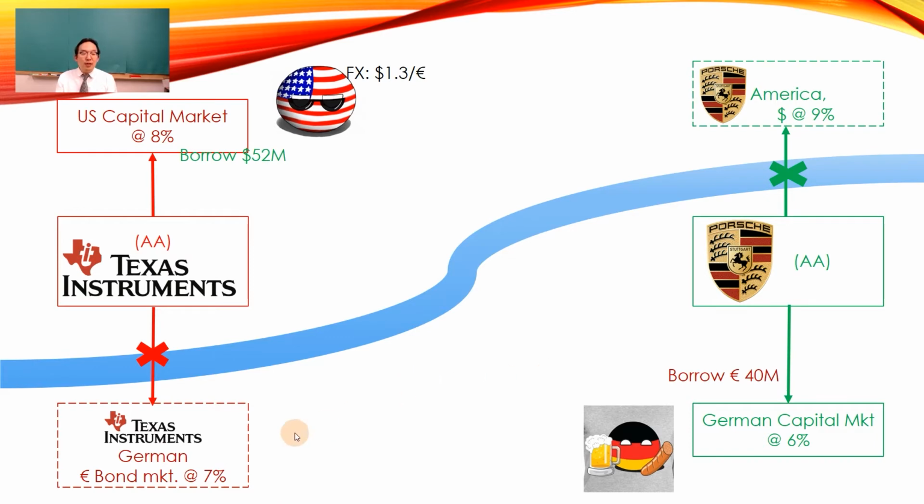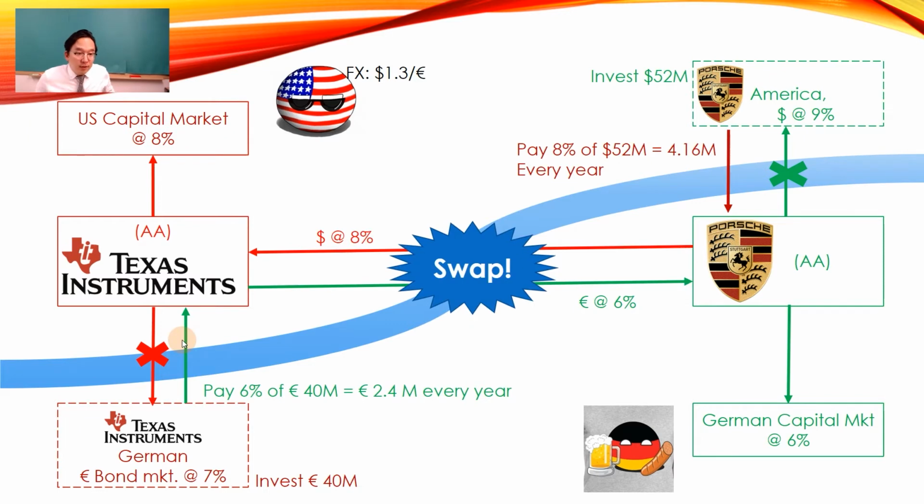So instead of making their subsidiaries borrow in their respective foreign markets, the mother companies borrow in their domestic capital markets at the advantageous rate, the comparative advantage: 8% versus 6% over here. Borrow $52 million and borrow 40 million euro. Then each parent company gives that money to its subsidiary in the foreign land, and lets them do their own business.